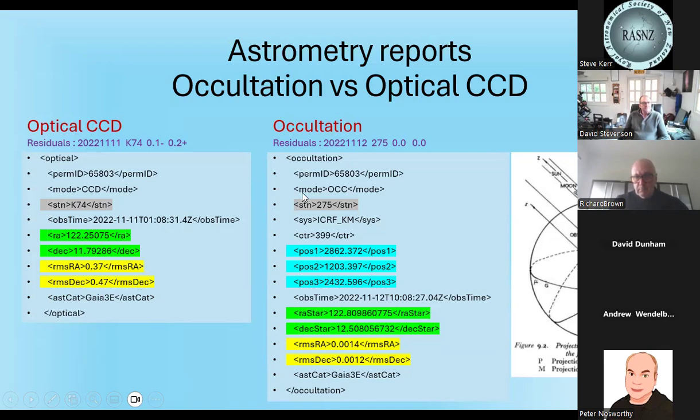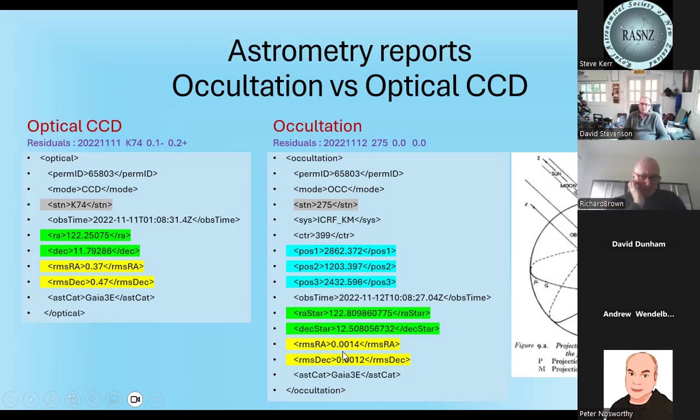The occultation observation has a fixed MPC code 275, which is for the center of the Earth with this type of observation. And these are the XYZ coordinates of that location. That's what we report, not right ascension and declination, but those coordinates. And we also report the right ascension and declination of the star, because that is the position of the asteroid as seen from that location.